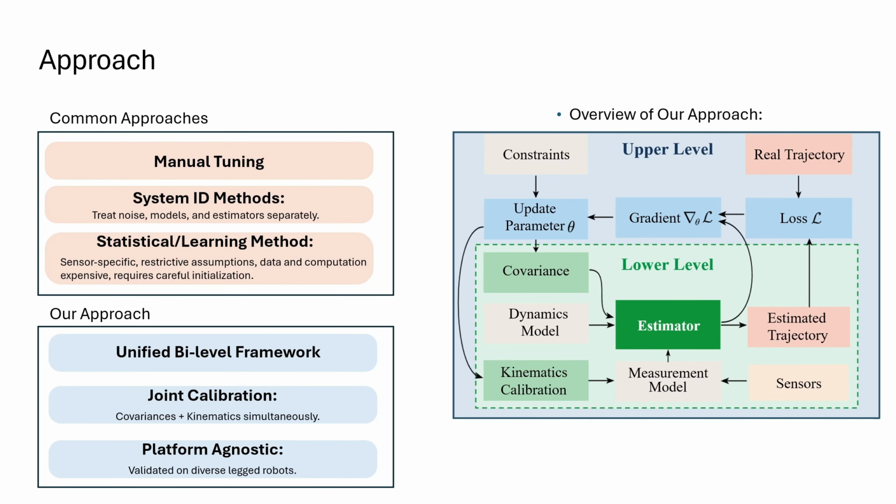At the same time, system identification, noise calibration, and estimator design are usually handled as separate problems. So the main gap is that we still lack a unified calibration loop that jointly optimizes these components for legged robot state estimation and is validated across diverse legged robots.